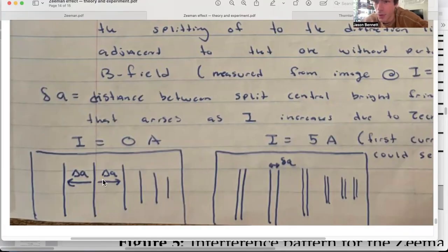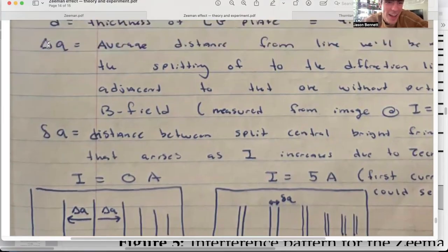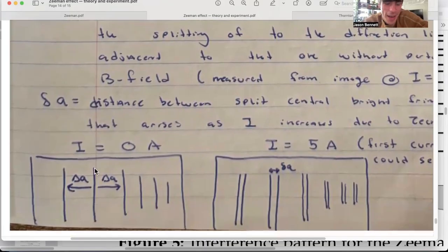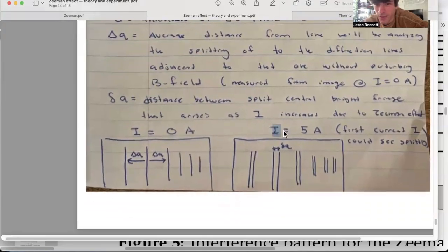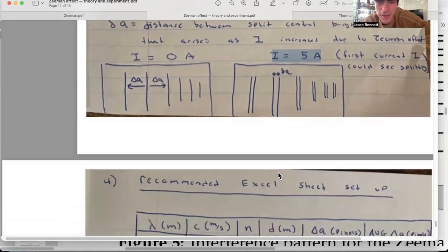Capital delta A is the same for the whole experiment. I really should have changed the symbol. Lowercase delta A is effectively going to be our dependent variable. And I wrote 5 amps because that was the first current that I could actually see. Because our cameras are so old, I couldn't see any splitting from 0 to 5 amps. At 5 amps or 6 amps, I think, is when I first started to see this.